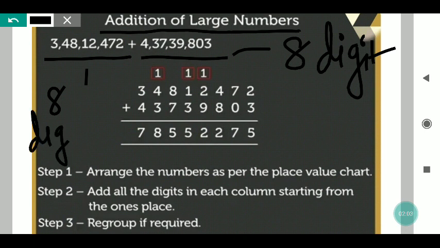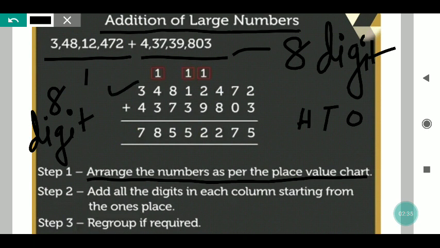So it's easy now. The first thing we have done is that we have counted the digits. Second thing, we will arrange the digits according to the place value. It's very much required, my dear. It is written here also. You can see, arrange the numbers as per the place value chart. The place value chart starts from ones, tens, hundreds, and like this it will go on. So according to that only we will arrange the numbers. You can see I have arranged both the numbers according to that only.